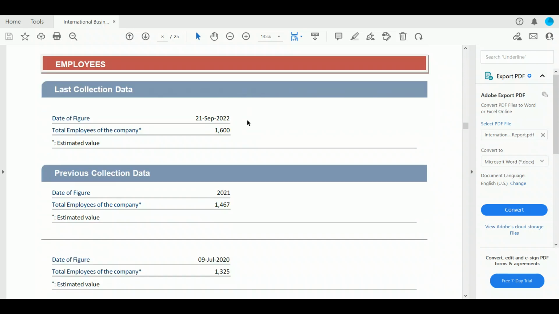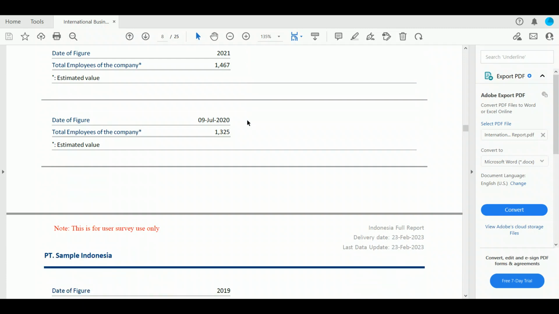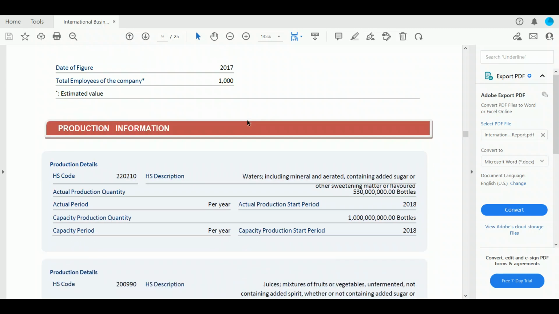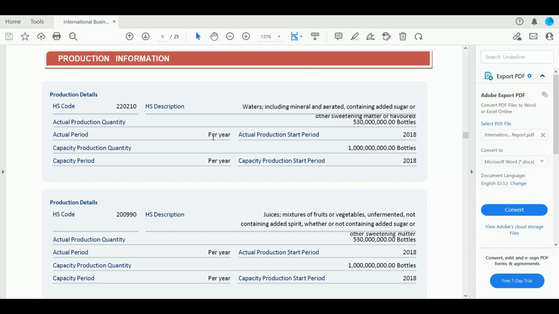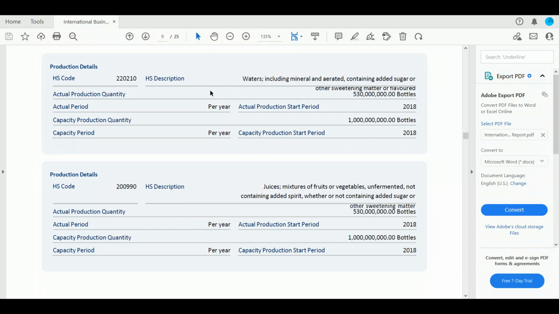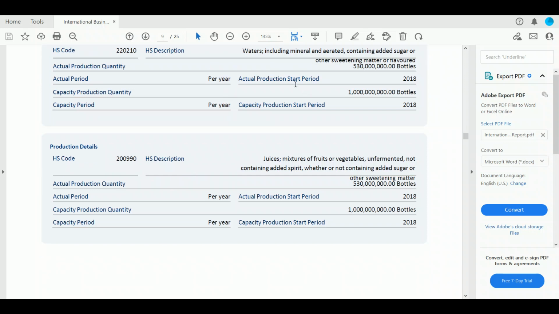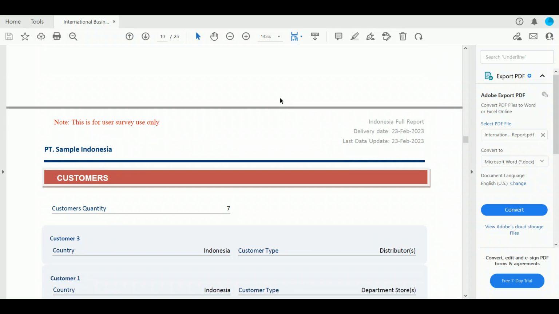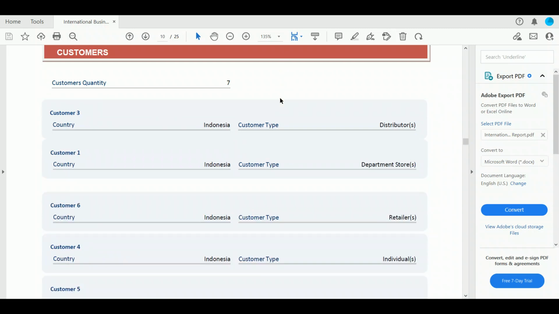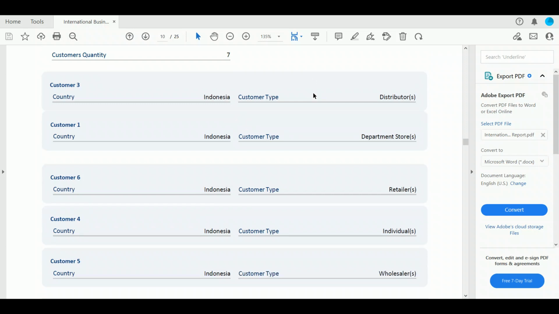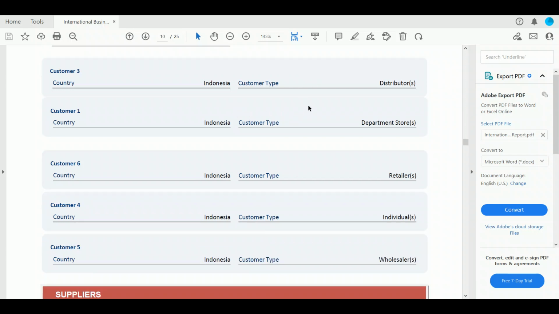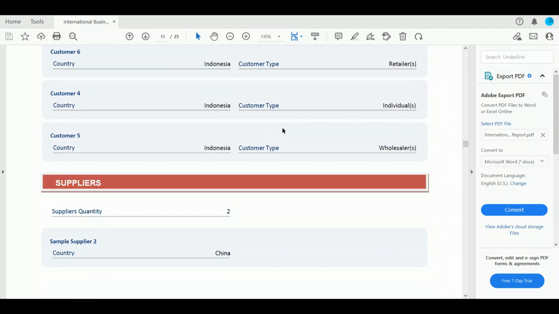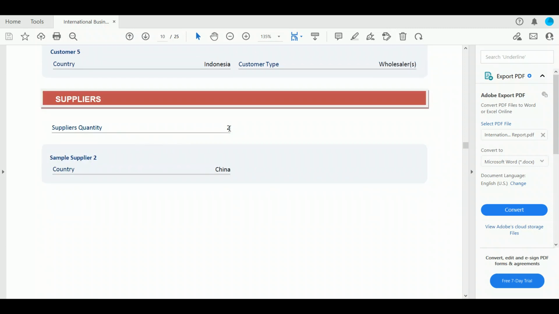Next is the employees information. Next is about the production information, and this type of information is only applicable to those companies that are in the production line. So the informations that can be retrieved are like the production's quantity, when they started their productions. Next is about the customers information, who are their customers, who are their major customers, and how did they sell their products or services. Next is about the suppliers, who are their suppliers.